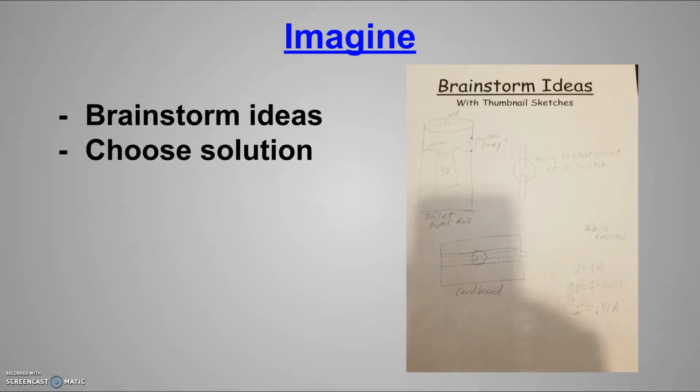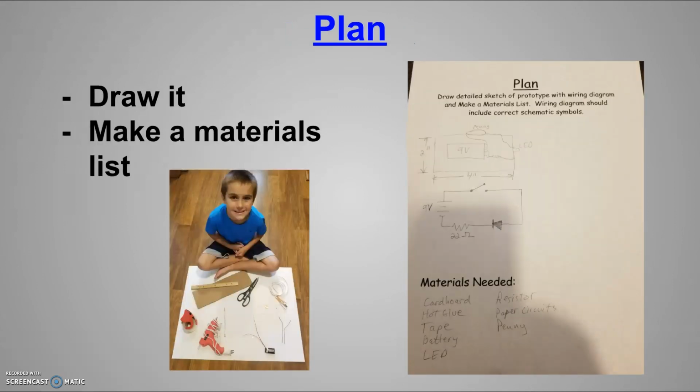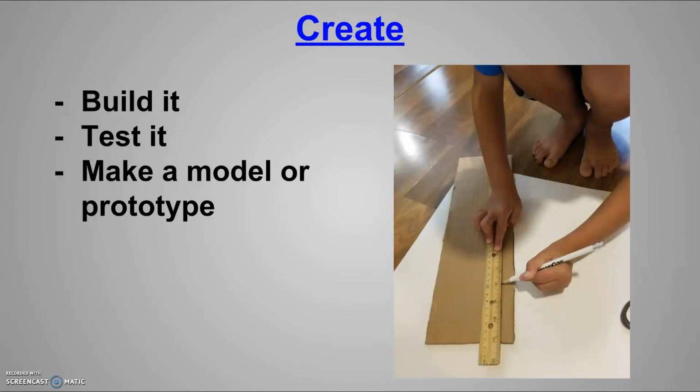Then the next step is to imagine: brainstorm ideas, choose a solution. You can see a few thumbnail sketches there that I came up with. Then we had to plan. There's my assistant, my oldest son Luke, there to help me. We made a detailed sketch, a wiring diagram, and a list of the materials needed. And then we began creating.